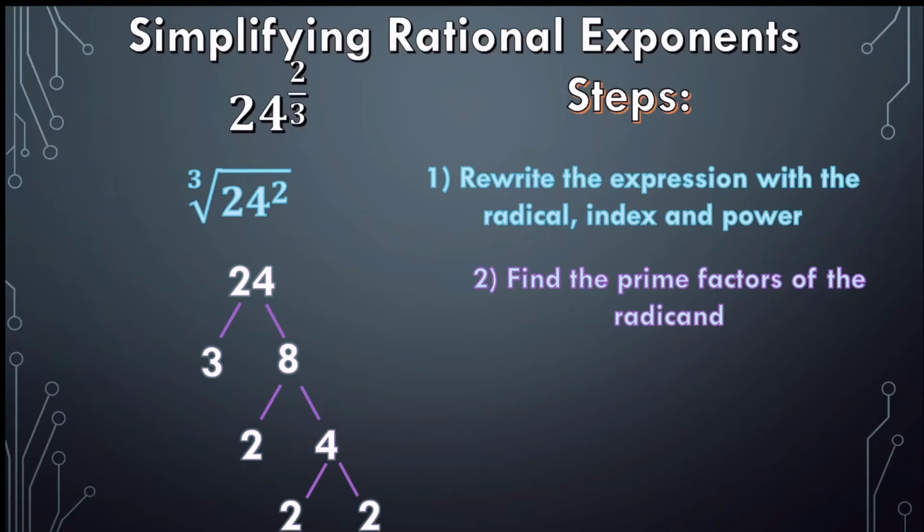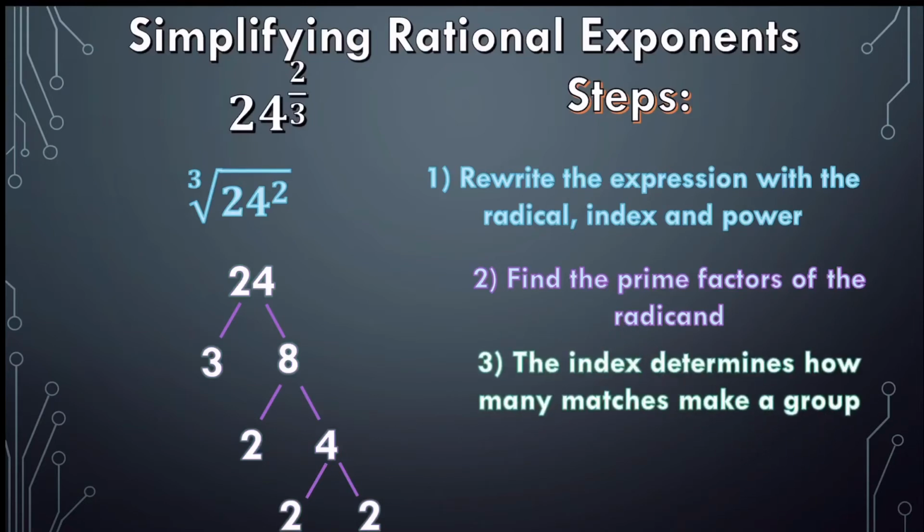Okay? Why do we do this? Well, the index. So on this one, remember your index is the denominator. So in this one, it's a cube. It's going to determine how many matches make a group. So we need to make a group. That index is going to tell you how many you need. So in this one, my index is 3. So in order to make a group, I need 3 of something. Okay?